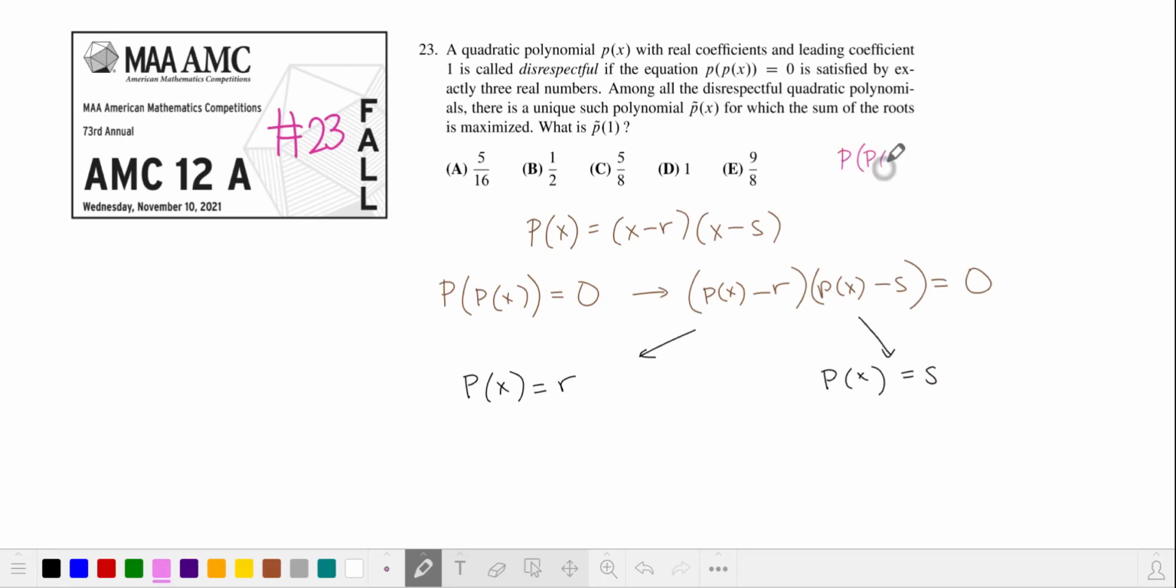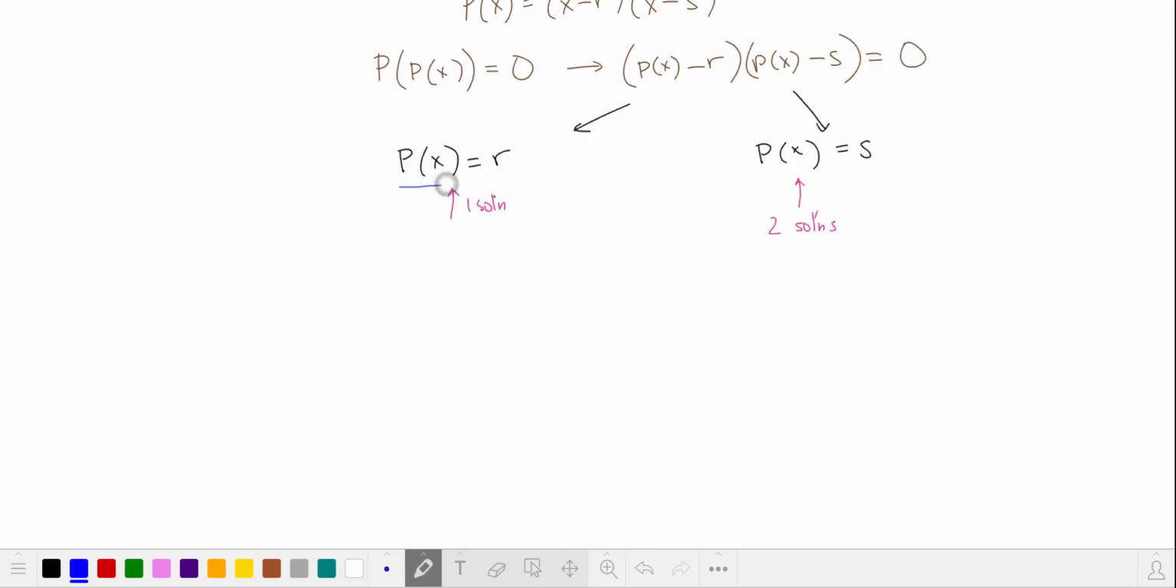This P of x has 3 solutions. So let's say we get 1 solution from this equation and 2 solutions from this one. If P of x equals r has 1 root, then the discriminant is equal to 0. Let's replace P of x with x minus r times x minus s. And let's expand this so we can find the discriminant.